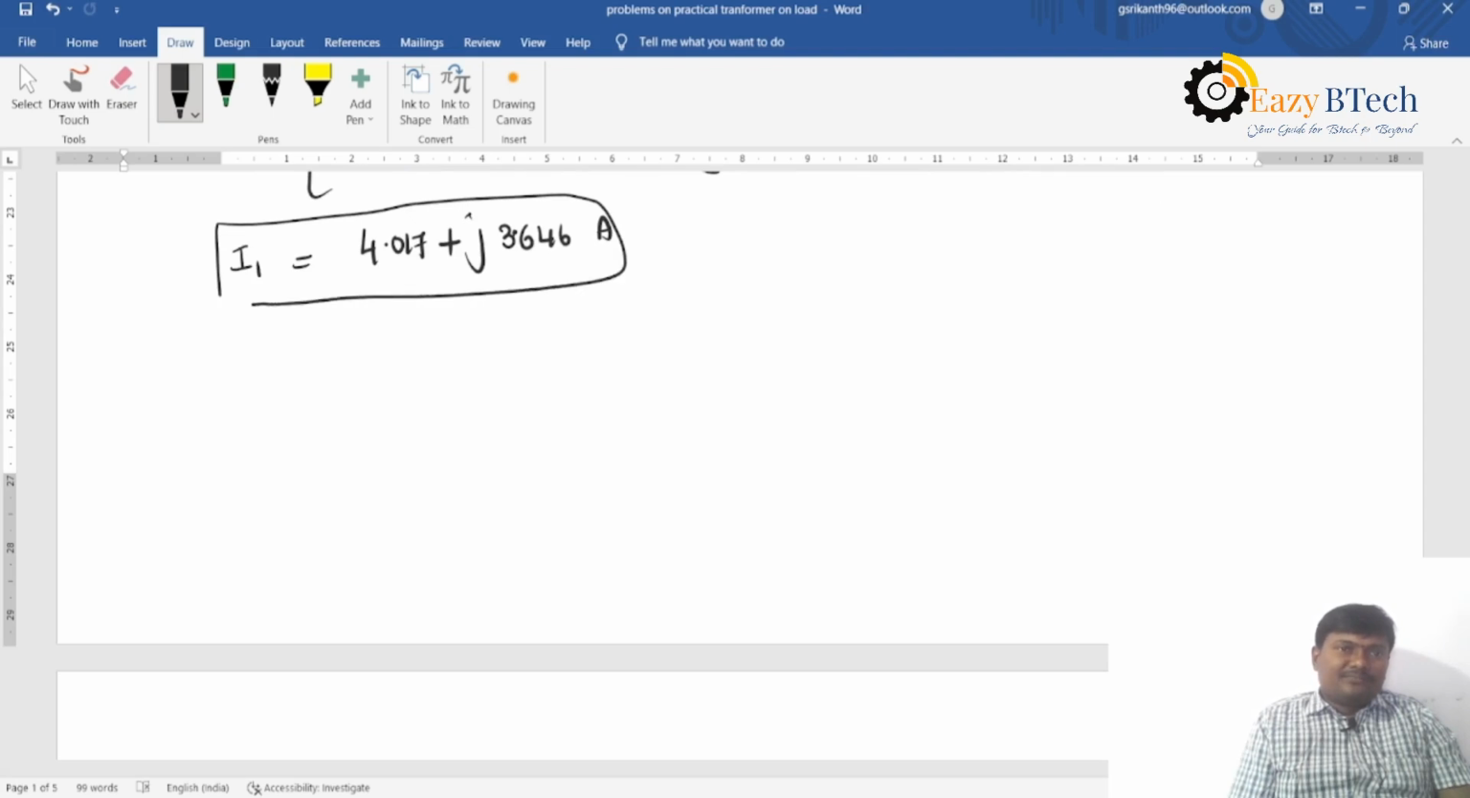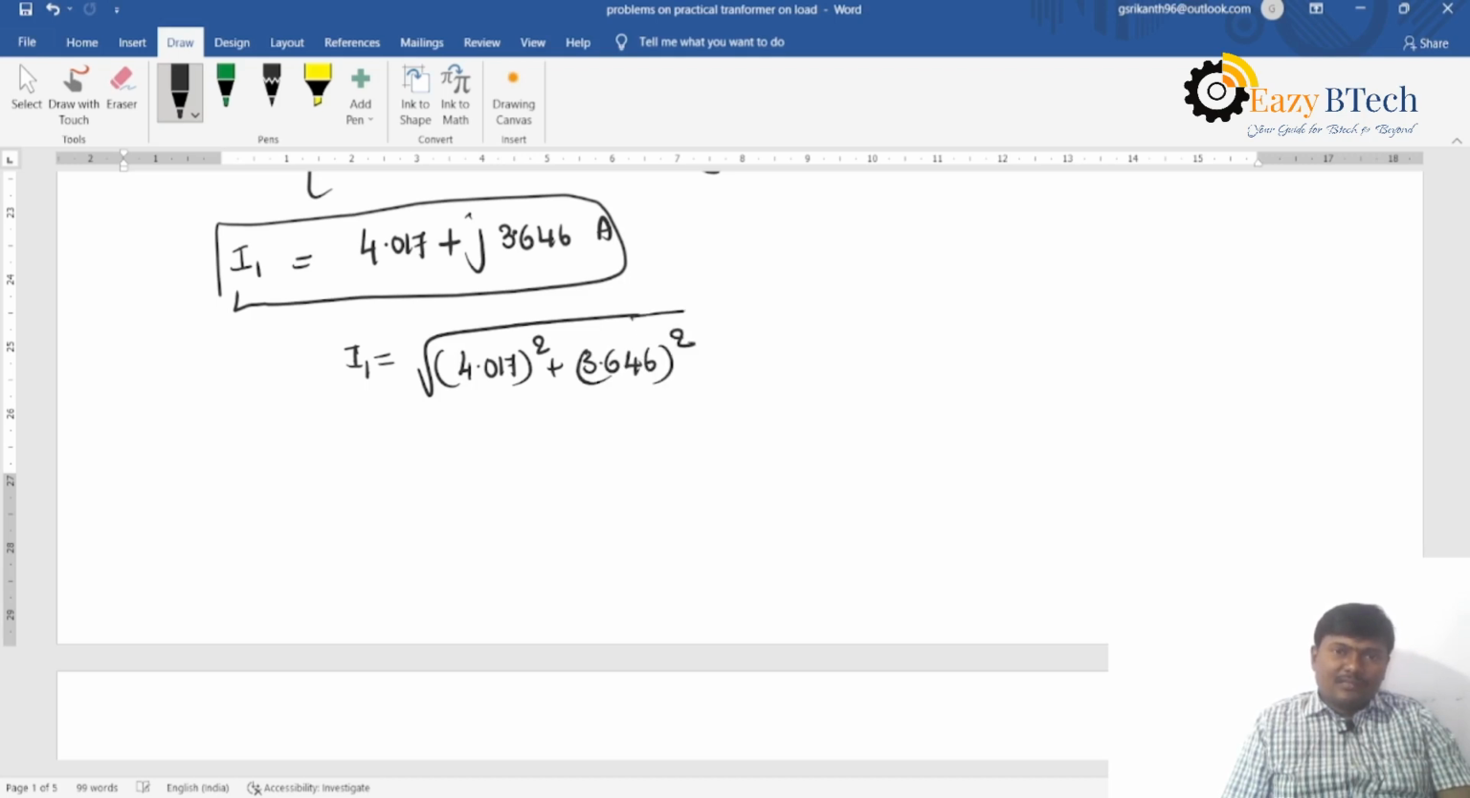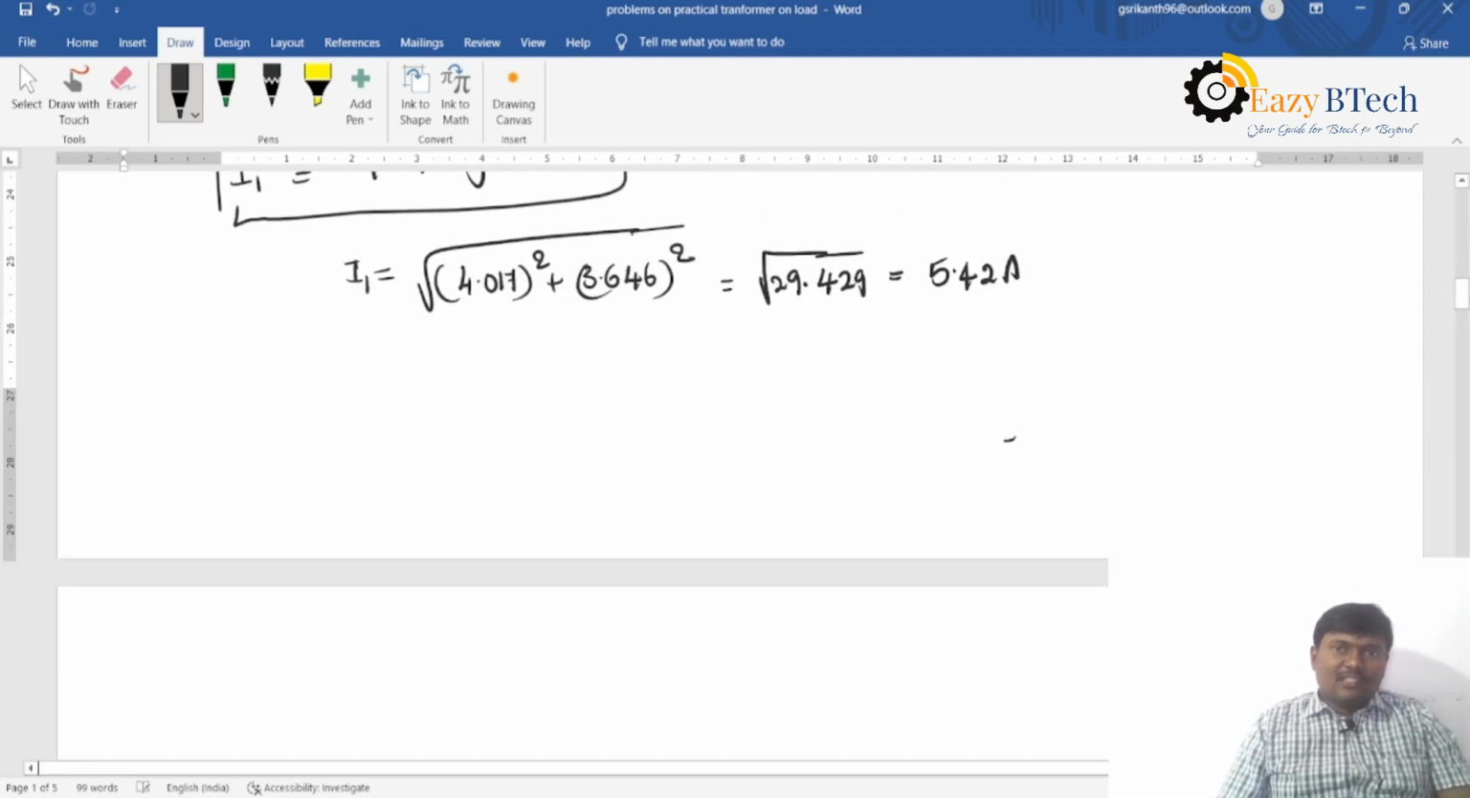primary current. The magnitude of the primary current is 4.017 whole square plus 3.646 whole square. So finally I got it as root 29.429, that should be equal to 5.42 amperes. The current is 5.42 amperes.